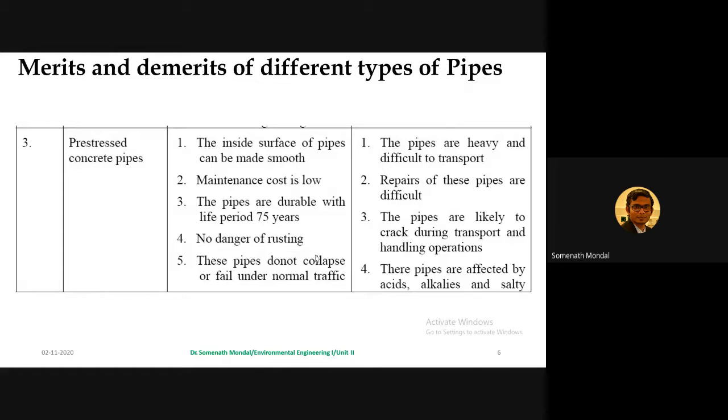And the pipes are affected by acids, alkalis, and salts. So basically, if you have water which can have some amount of acids, alkalinity, and salts, then that can affect the overall quality of the prestressed concrete pipes, and they can react with the water in the long term. That is another disadvantage.